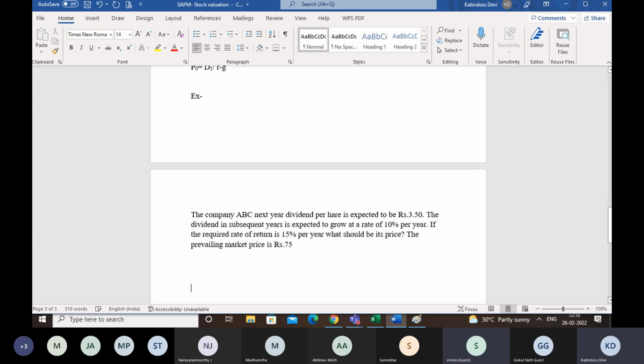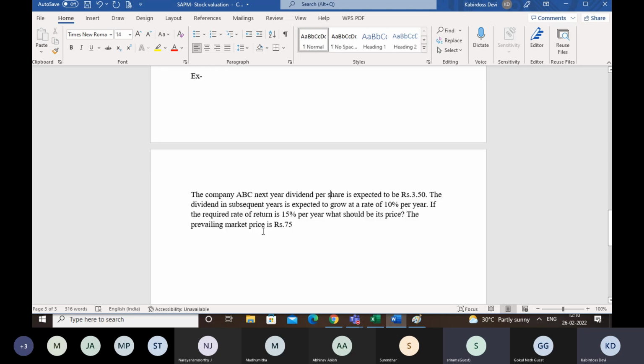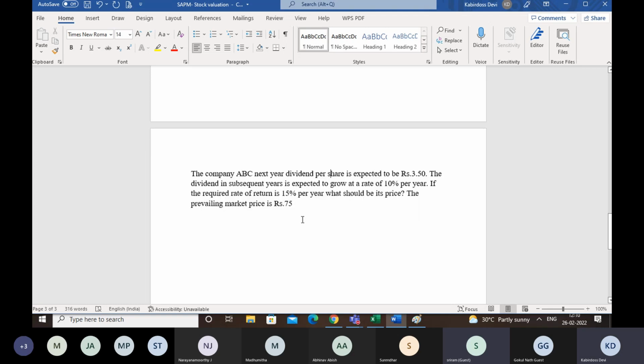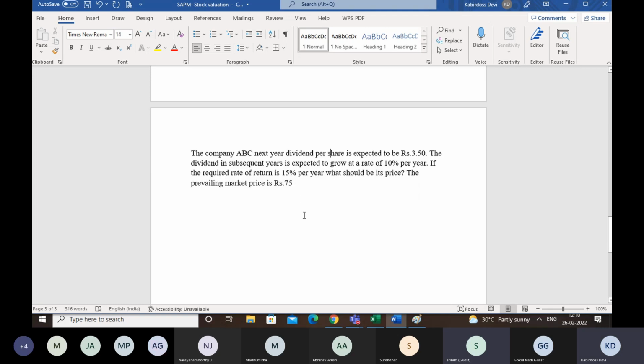Okay guys, just read one more time. Here, company ABC's next year dividend per share is expected to be 3.50. The dividend in subsequent years is expected to grow at 10%. If the required rate of return is 15% per year, what should be the price? The prevailing market price is 75 rupees, so we need to check.